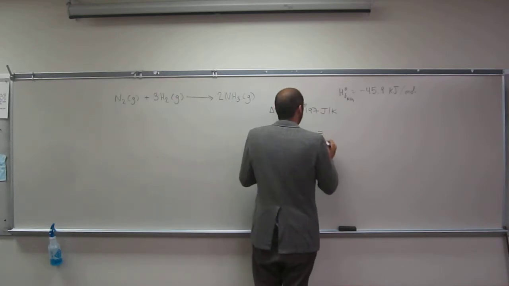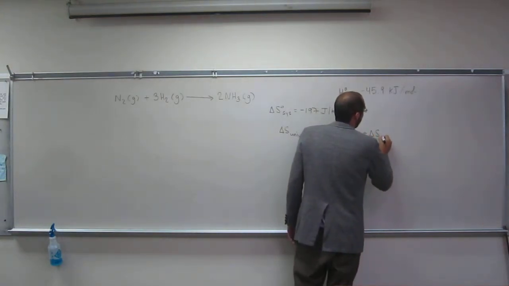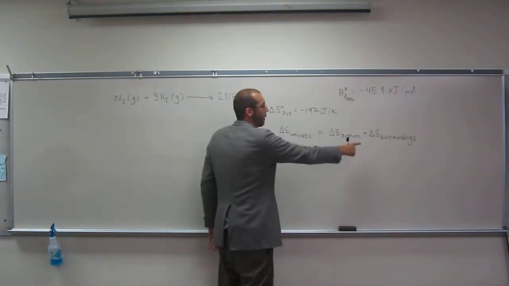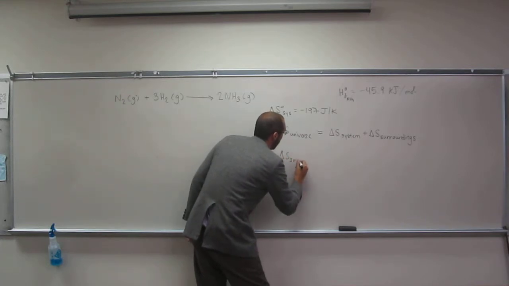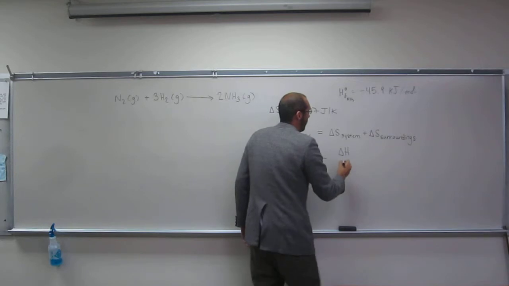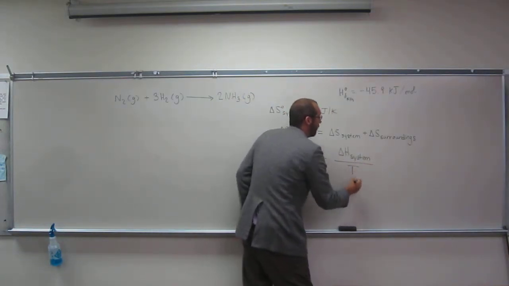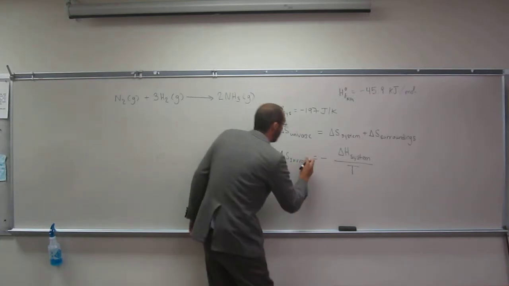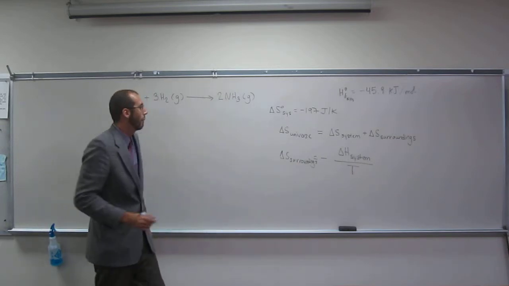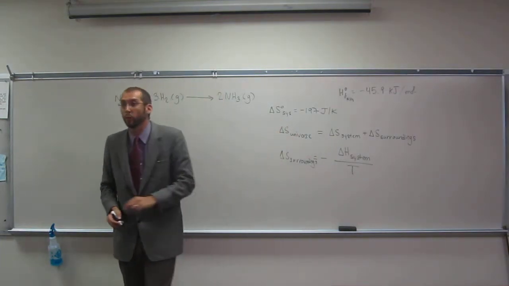So delta S of the universe is going to be the delta S of the system plus the delta S of the surroundings. How do we go about calculating the delta S of the surroundings? Do you guys remember? It's going to be the negative delta H of the system, very important that it's the system that you're putting in there, divided by the temperature. And what is that going to be in units? Kelvin. Is everybody okay with what we've done here? And remember, if this is greater than zero, then it's spontaneous. If it's less than zero, then it's non-spontaneous at this temperature, of course.